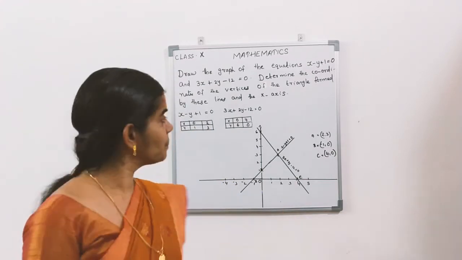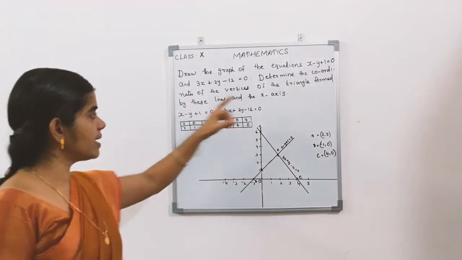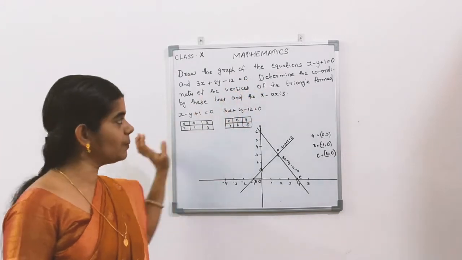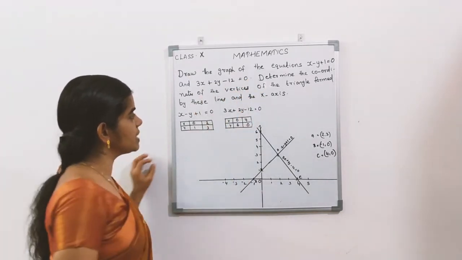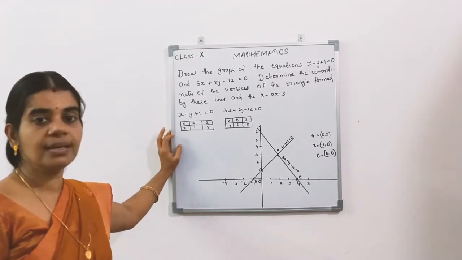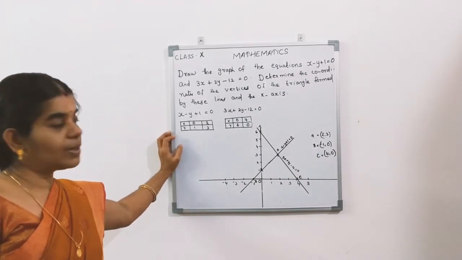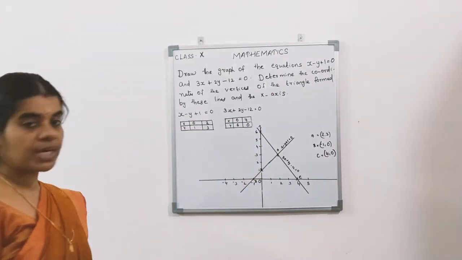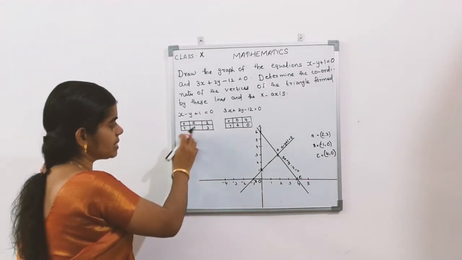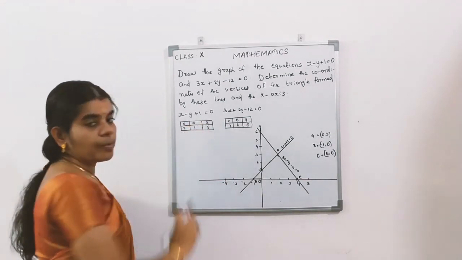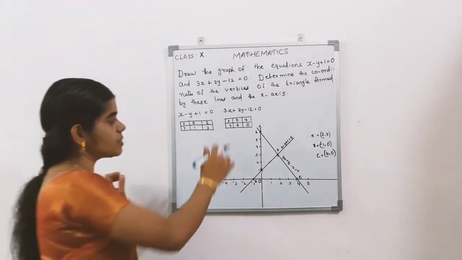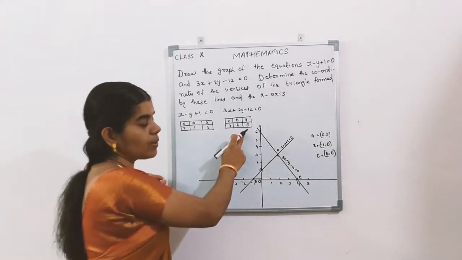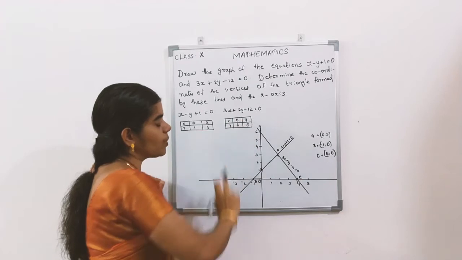Just listen here. Draw the graph of the equations x minus y plus 1 is equal to 0 and 3x plus 2y minus 12 equal to 0. Determine the coordinates of the vertices of the triangle formed by these lines and the x-axis. You already know that first we want to find solutions for the first equation, x minus y plus 1 is equal to 0. I find out two solutions: (0, 1) and (2, 3). Same way for 3x plus 2y minus 12 is equal to 0, I already found two solutions: (0, 6) and (4, 0).